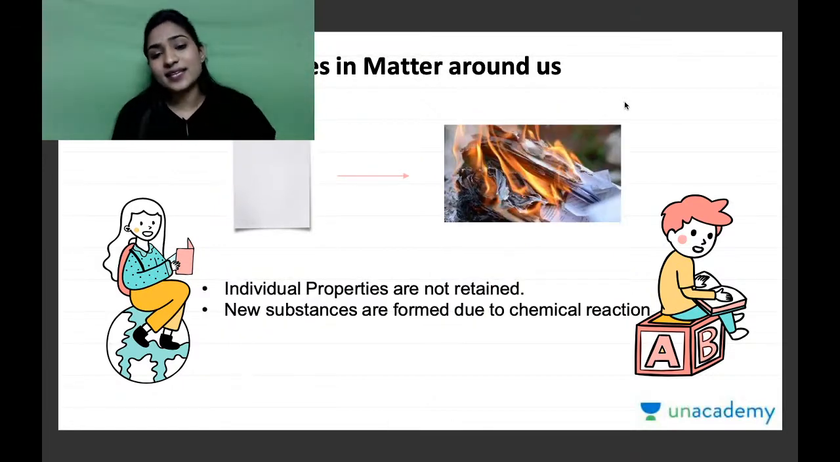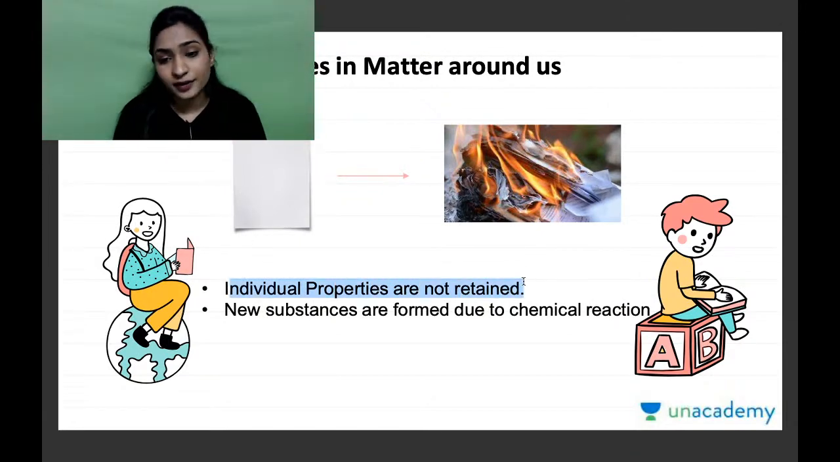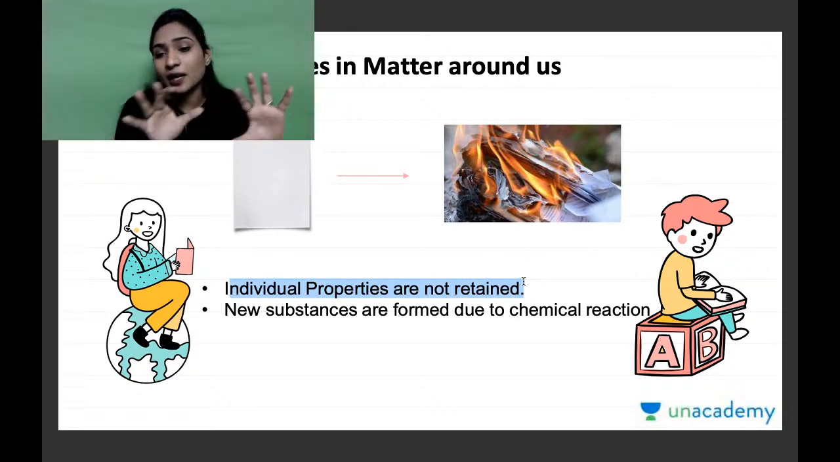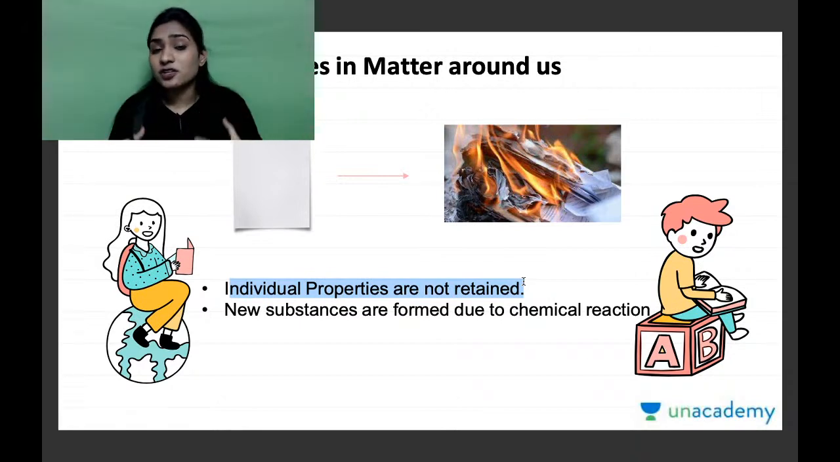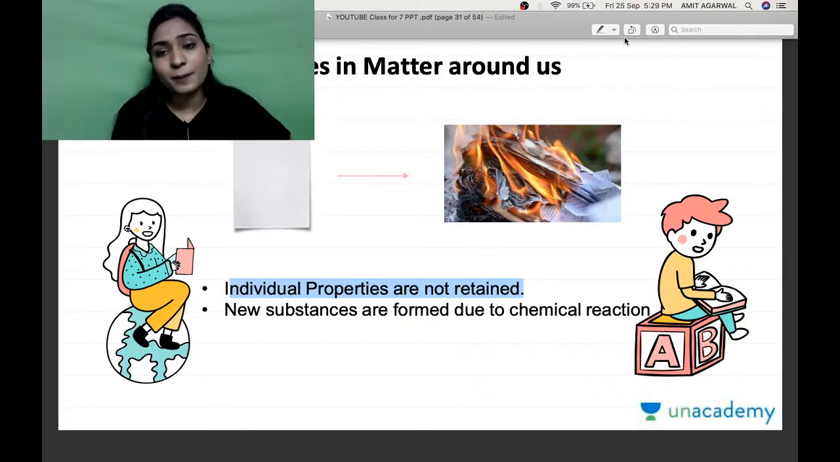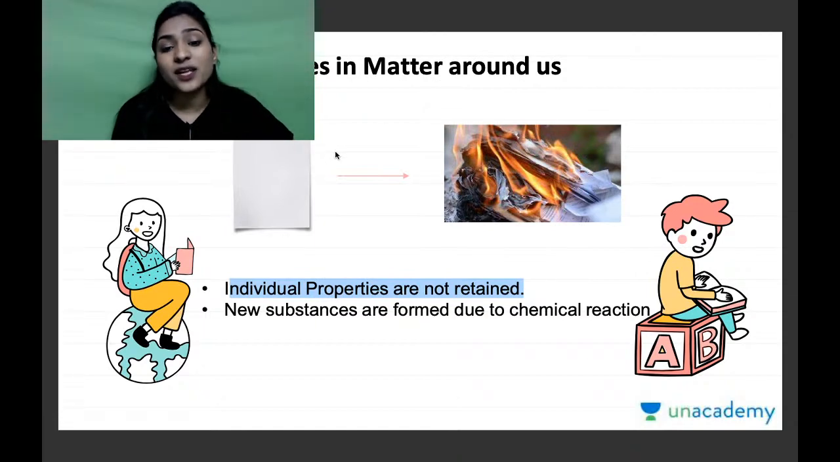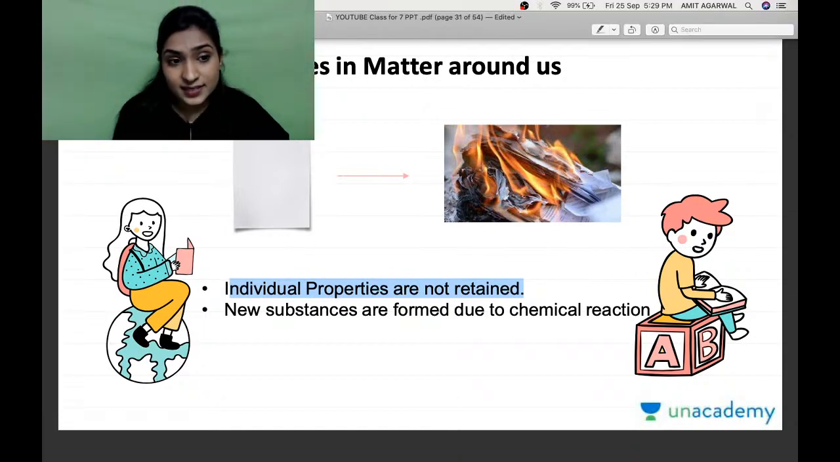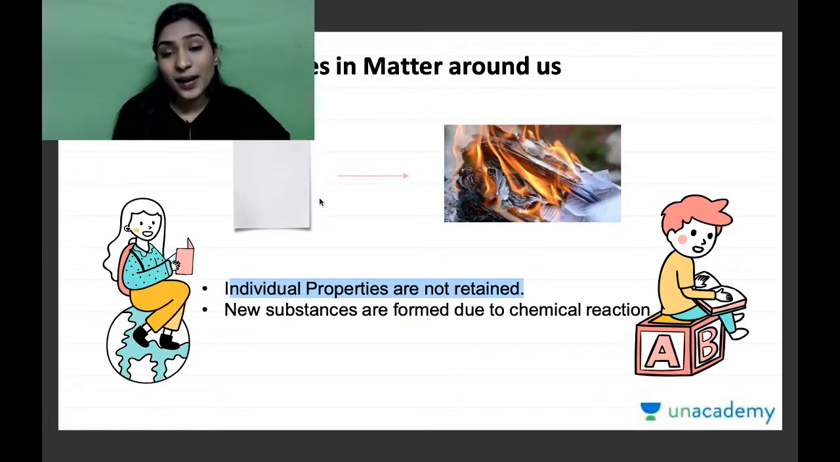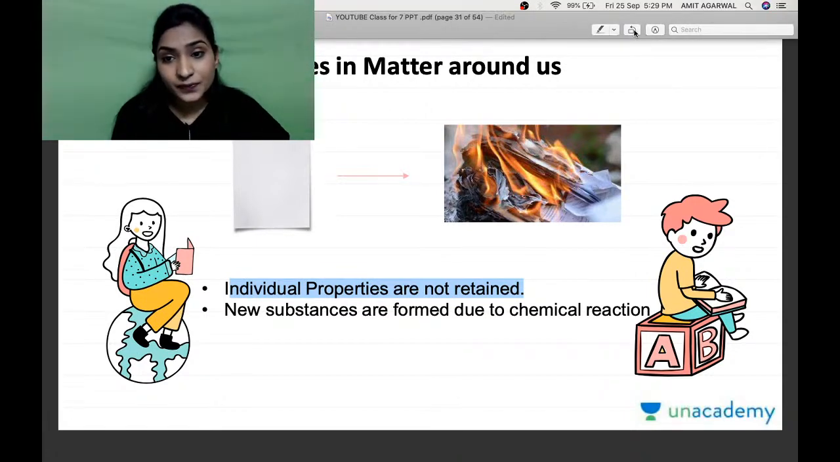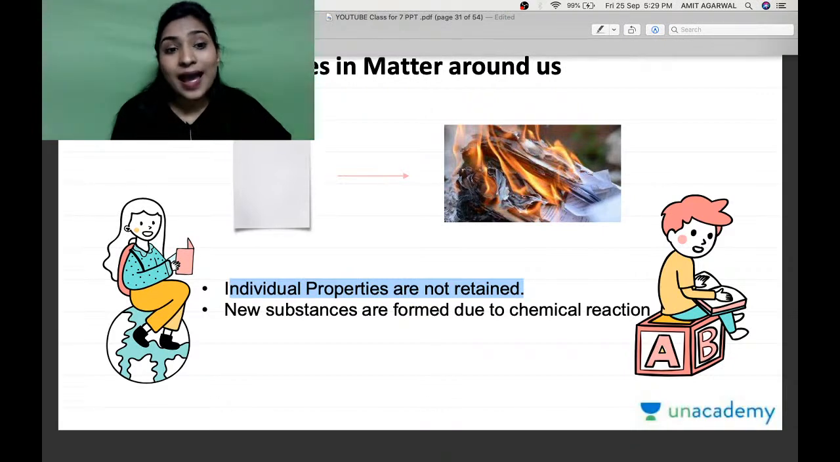So we can say that when we burn the paper, individual properties are not retained. अब paper नहीं रहा, we cannot write on the paper, we cannot stick that paper in our notebook again. So individual property जो paper का पहचान है वो चला गया, paper का color भी change हो गया, सब कुछ change हो गया. Next, paper क्या बन जाएगा? Can you tell me paper क्या बन जाएगा? Paper बन जाएगा ashes. Yes, so we can say that paper will become ashes.